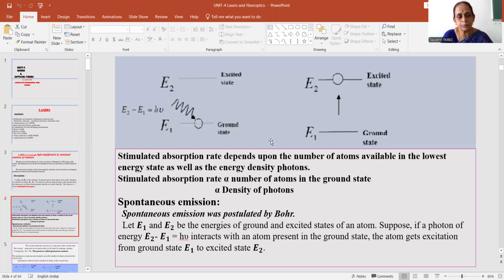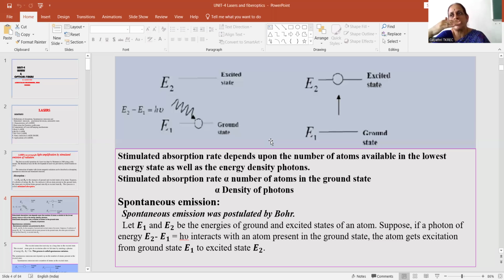The next one is the spontaneous emission. The spontaneous emission was postulated by scientist Bohr. Here also we are considering the energy states E1 and E2. E1 is the ground state and E2 is the higher energy state. Now by the stimulated absorption process, the atoms will be in the higher energy state or the excited state. They are already reached there.